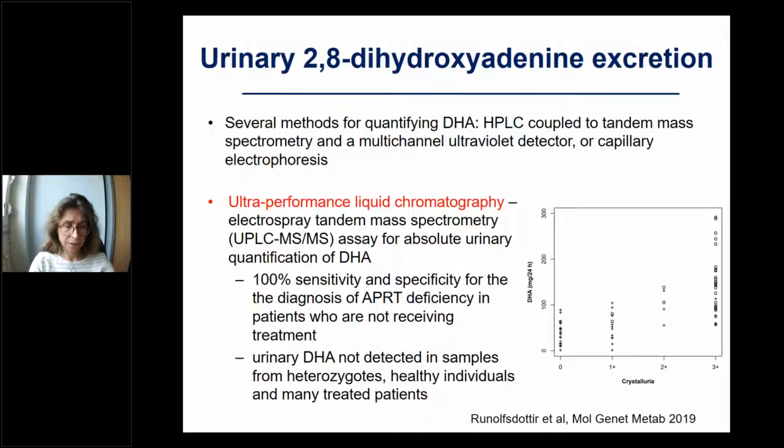This method has 100% sensitivity and specificity for the diagnosis in patients not having any treatment. And you can see here that there is a very good correlation between the crystalluria and the DHA excretion. Patients having a very low crystalluria have a very low excretion, and patients with a high crystalluria have a higher excretion of DHA. Unfortunately, this method is not available in many centers.